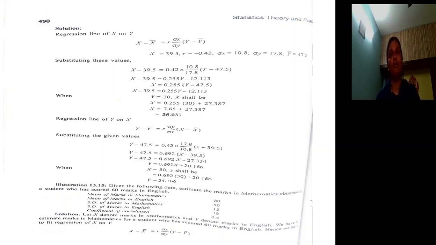See, we have the arithmetic means, we have the standard deviations of both x and y, and we have the correlation between x and y. If you know these, we can get bxy and byx. Once we have bxy and byx, we can easily come out with the equation x on y and the equation y on x. When we have the equation x on y, put the value of y there, and you will arrive at the value of x. When we have the equation y on x, put the value of x there, and we will arrive at the value of y. So this is all about this problem.